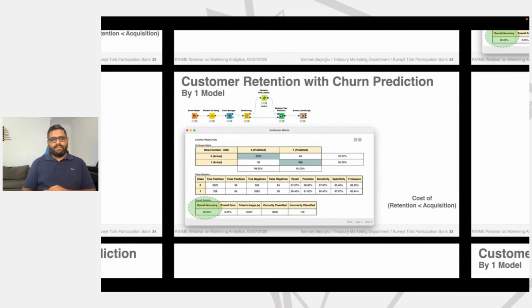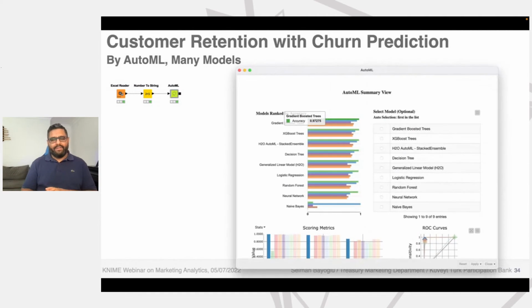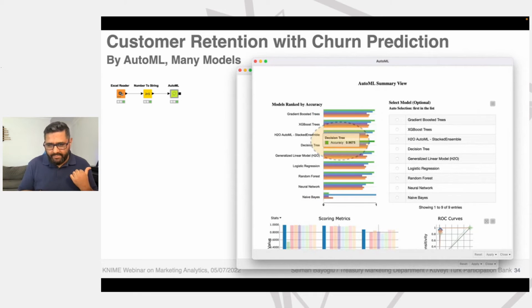Let's do this with AutoML, where we have many models for classification. You see, 3 steps only. AutoML, I love it. On AutoML I chose 9 algorithmic models, and the champion is gradient boosted trees, with an accuracy of 97%. When you look at the decision tree, which was the previous one, it's also 97. It found the same.